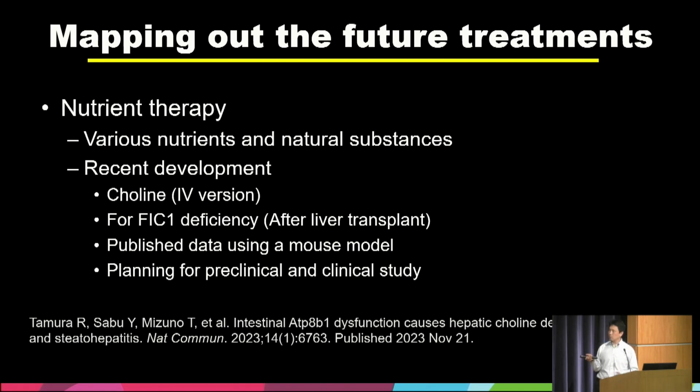One example that is different from those natural substances is choline. Dr. Hayashi submitted and had accepted a new preclinical model for PFIC1 deficiency, post-liver transplant steatosis modeling, and he found that IV version or choline supplementation improved the phenotype of liver steatosis after transplant. He has a patent on this, and he has the preclinical and clinical study in the planning phase. So more to come.